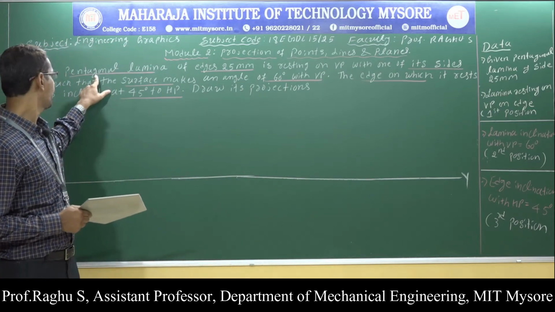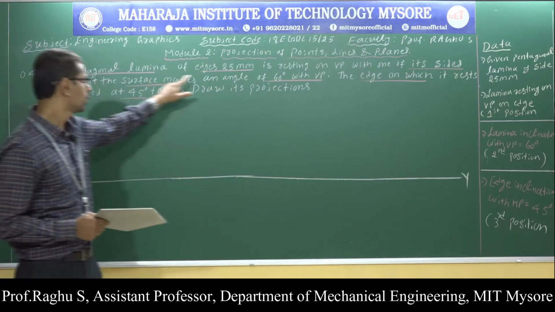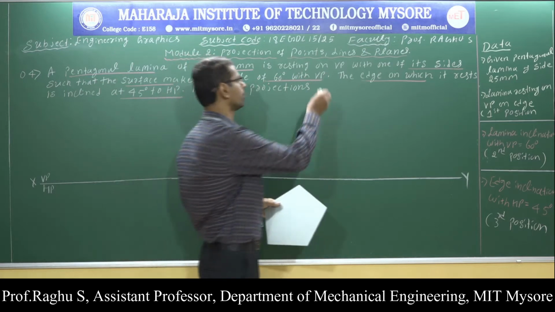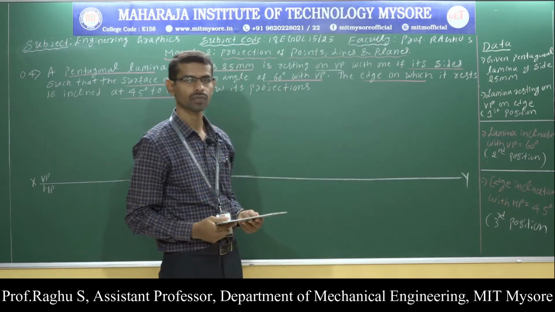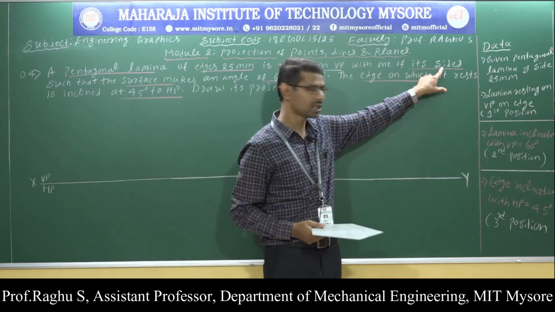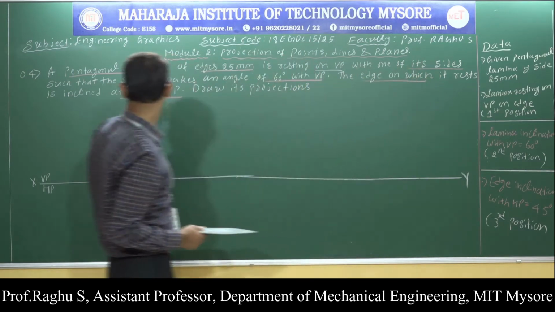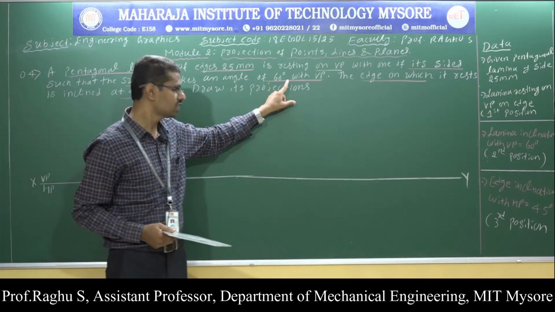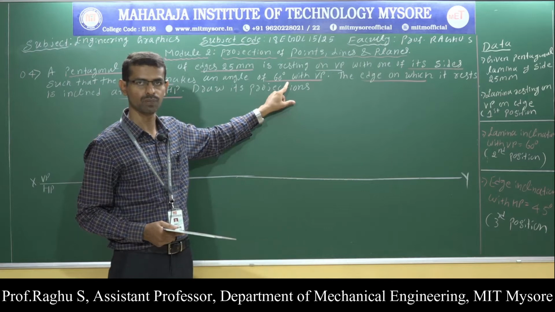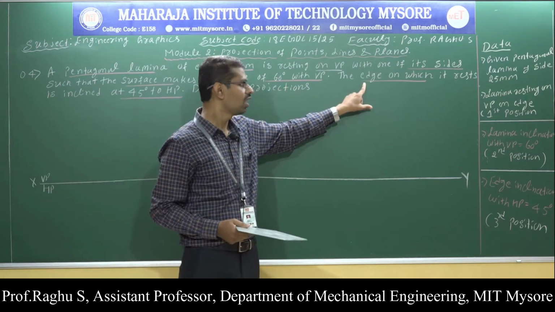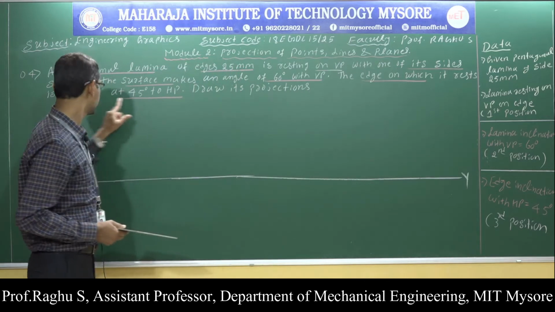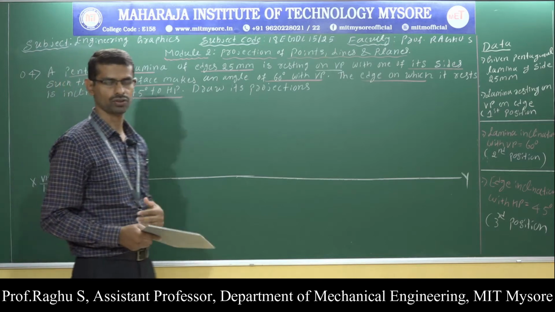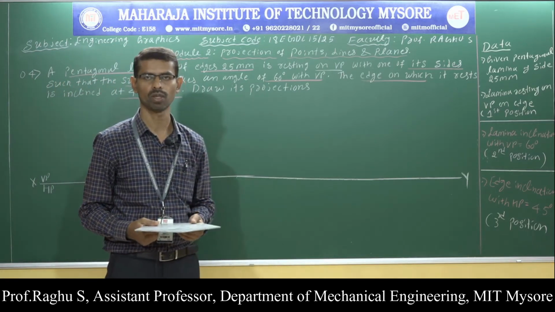A pentagonal lamina of edge 25 mm is resting on VP with one of its sides or edges, such that the surface makes an angle of 60 degrees with the vertical plane, 60 degrees with VP. The edge on which it rests is inclined at 45 degrees with HP. Draw its projections. So this is the given problem.